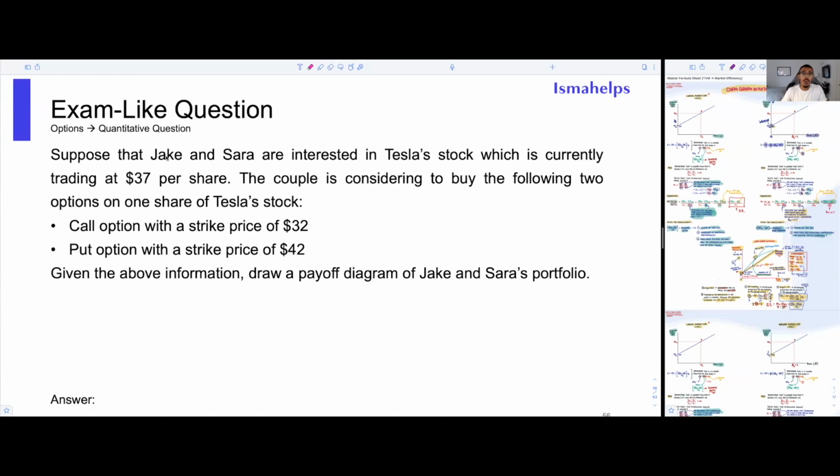So here's a video on options for an Intro to Finance course. You're going to know how to solve an exam-like question related to options in which you really only have to do one of perhaps three things: solve for the payoff, solve for the profit, and then draw a payoff diagram if needed. It's really typically as easy as that.